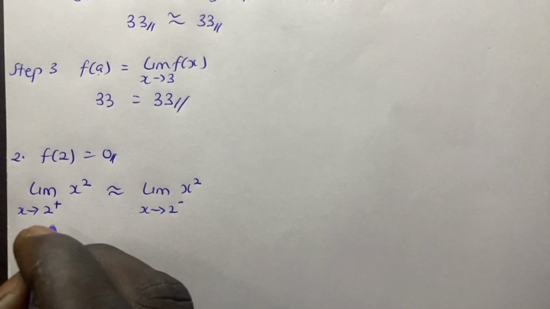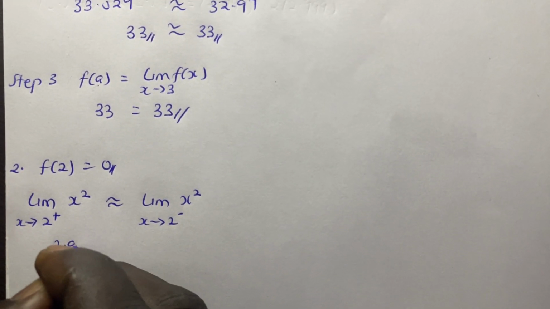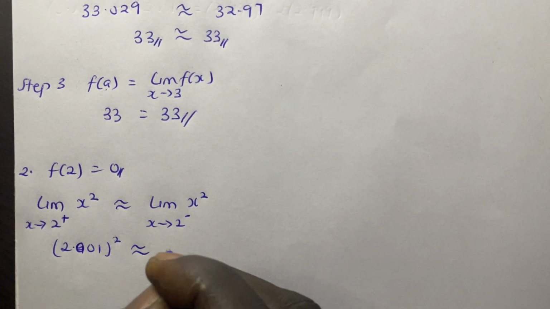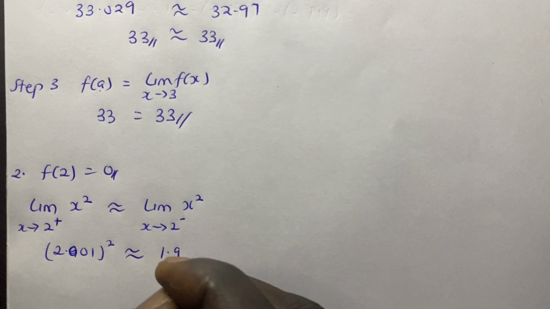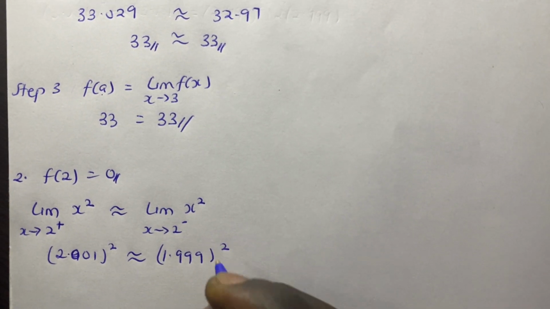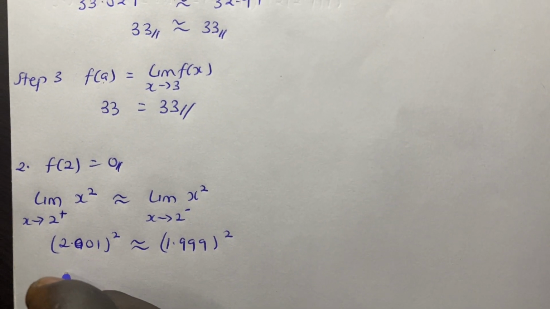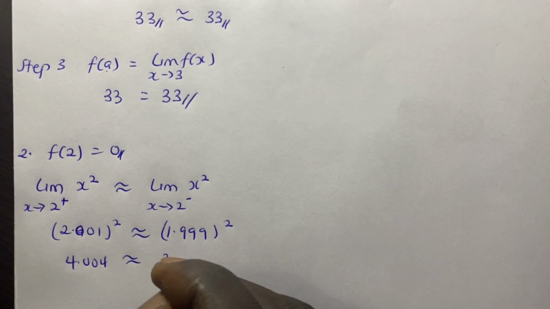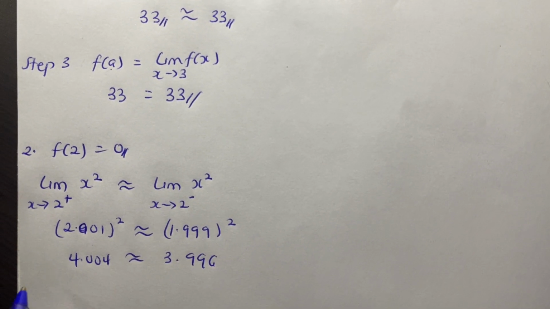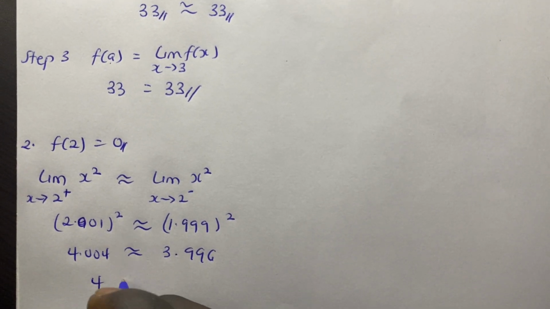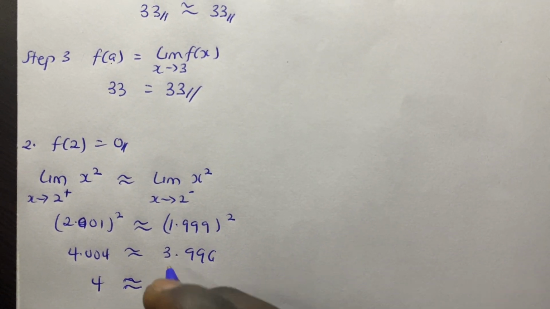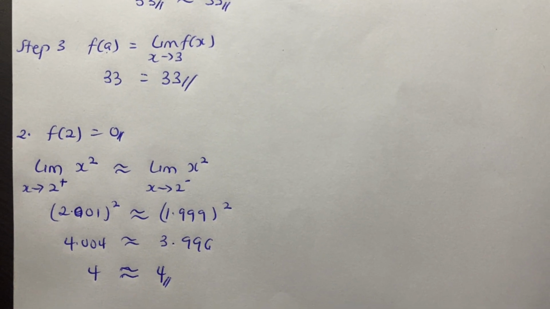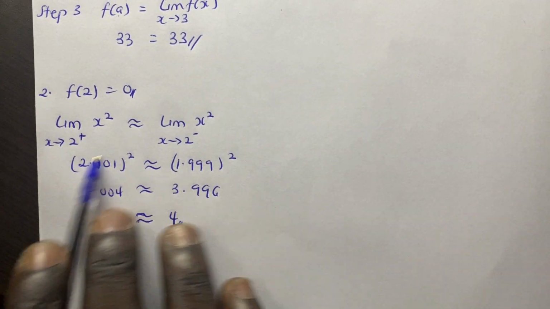Now here we are going to get 2.001 squared, and this should be approximately equal to 1.999 squared, right? So this is going to give us 4.004, approximately equal to 3.996. So if you run this, we are getting 4, which is approximately equal to, when you run this to the nearest whole number, you are getting 4. So we are done with step 2, and this is also true for the rules that we have to go through.